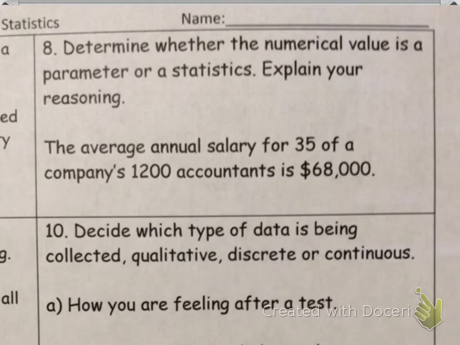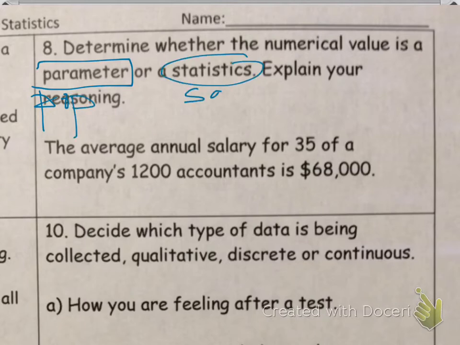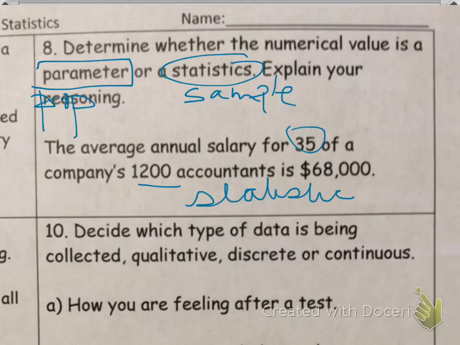Number 8, determine whether the numerical value is a parameter or a statistic. Now, the one thing you need to remember is that a parameter comes from a population and a statistic comes from a sample. So if you can remember that, it's going to be easy to tell what these are. So it says the annual salary for 35 of a company's 1,200 accountants. So 35 out of 1,200 is a sample. It's only part of the group, which automatically then makes this a statistic.